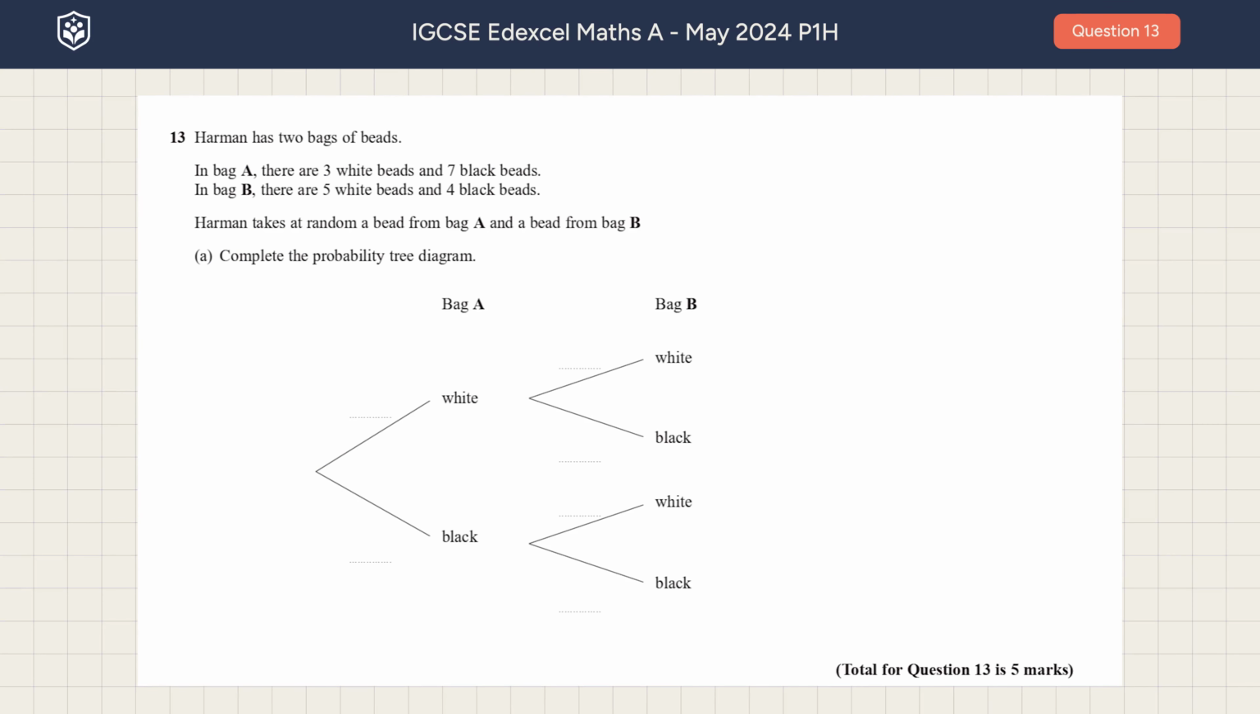Moving to question 13. In part A, we are asked to complete a tree diagram. Harmon has 2 bags of beads. There are 3 white beads and 7 black beads in bag A, and 5 white beads and 4 black beads in bag B. And he takes out a random bead from bag A and bag B.